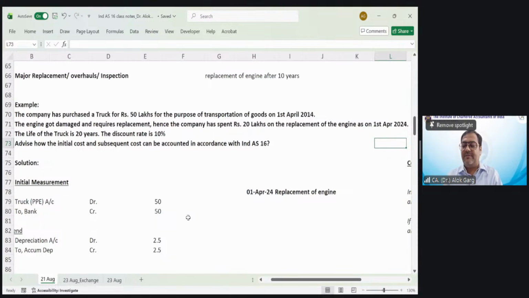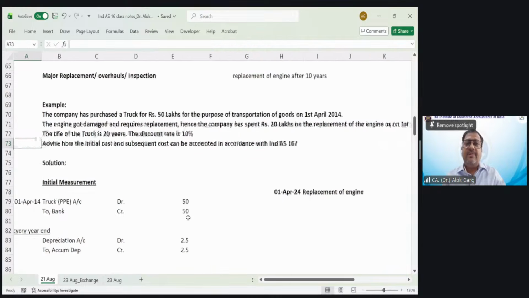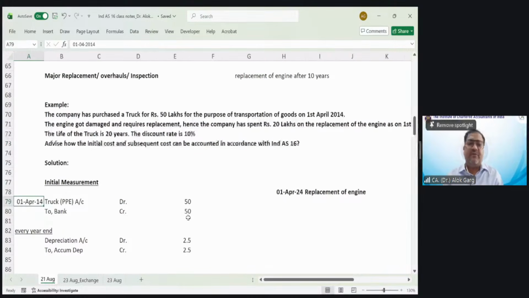So what happens? The company has purchased a truck for rupees 50 lakhs for the purpose of transportation of goods on 1st April 2014. Initial cost is 50 lakhs. What is the accounting entry? Can you tell me quickly? Initial measurement: Truck PPE account debit on 1st April 2014, to bank account 50 lakh rupees.